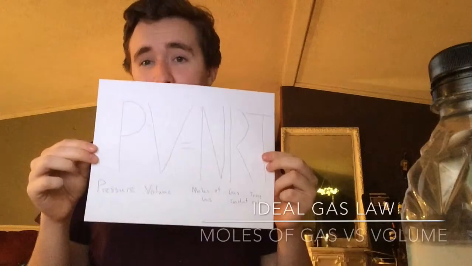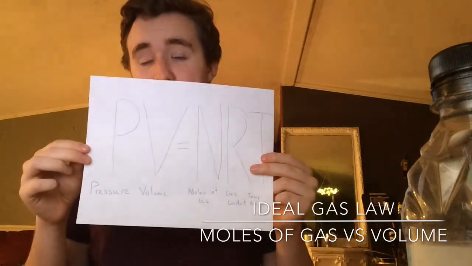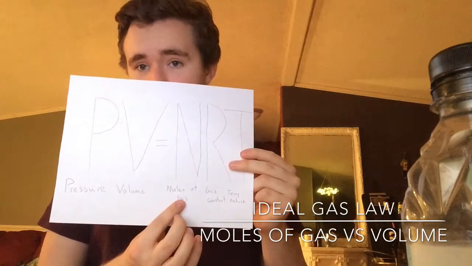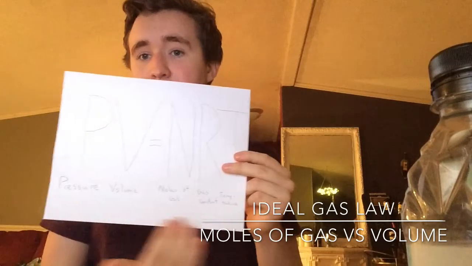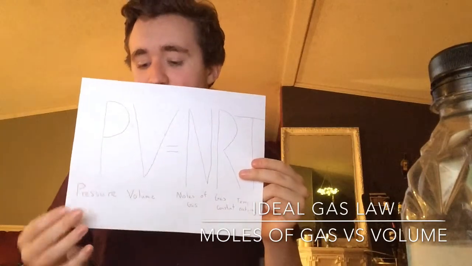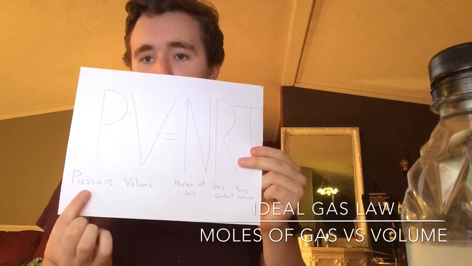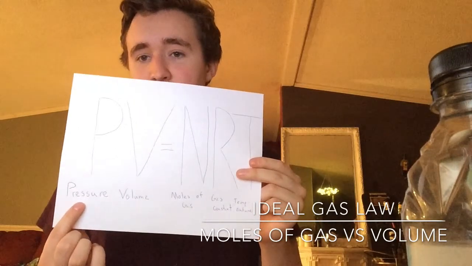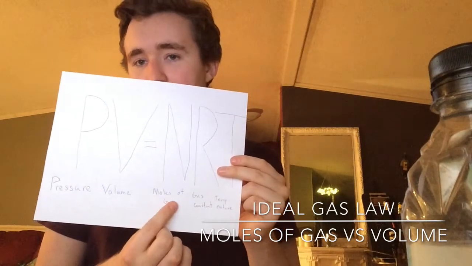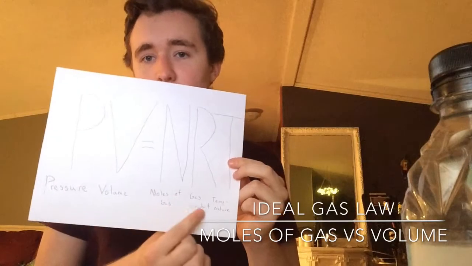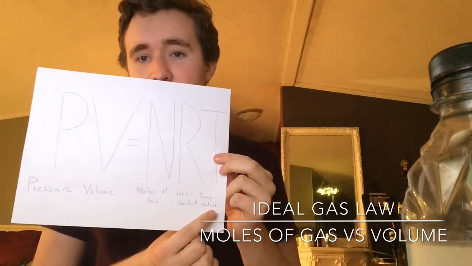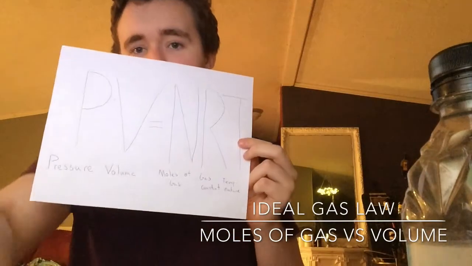So, today we're going to be talking about the ideal gas law, more specifically when it relates to volume and moles of gas. But first, let's go over the entire equation for the ideal gas law, and then we'll get more into the specifics. So right here we have pressure, which is the P. Here we have volume, moles of gas, which is N, R, which is the constant in this equation, and T, which is temperature.